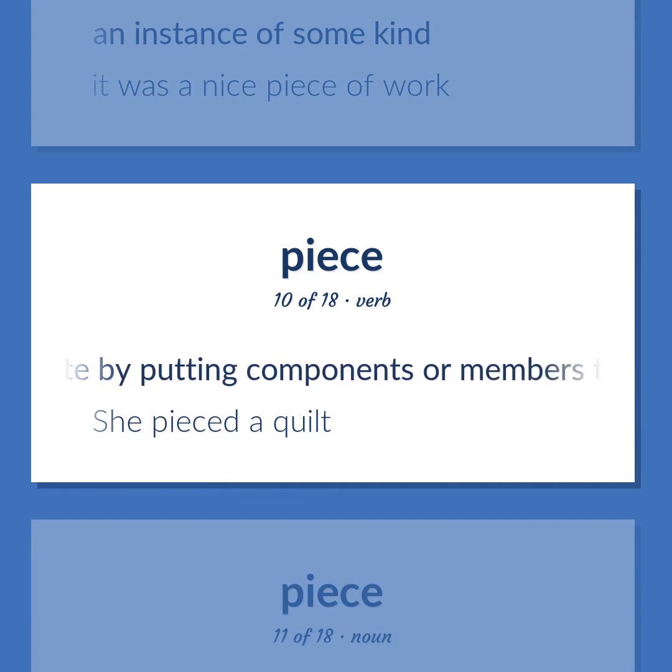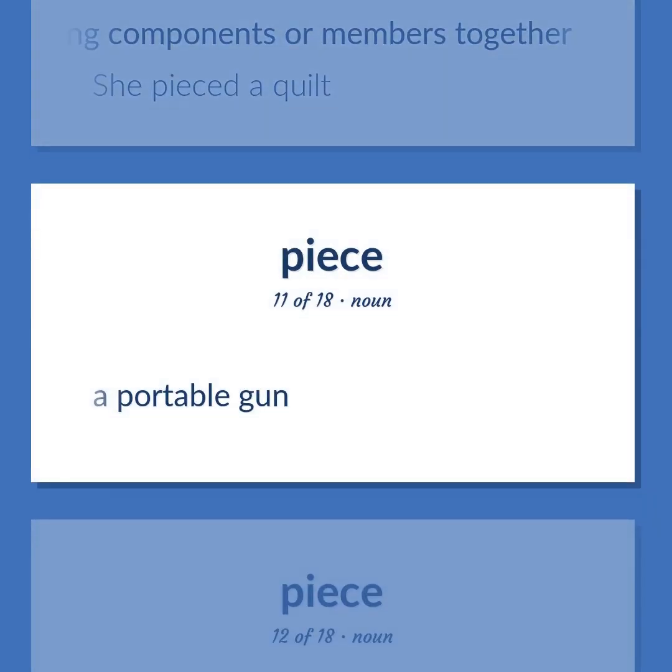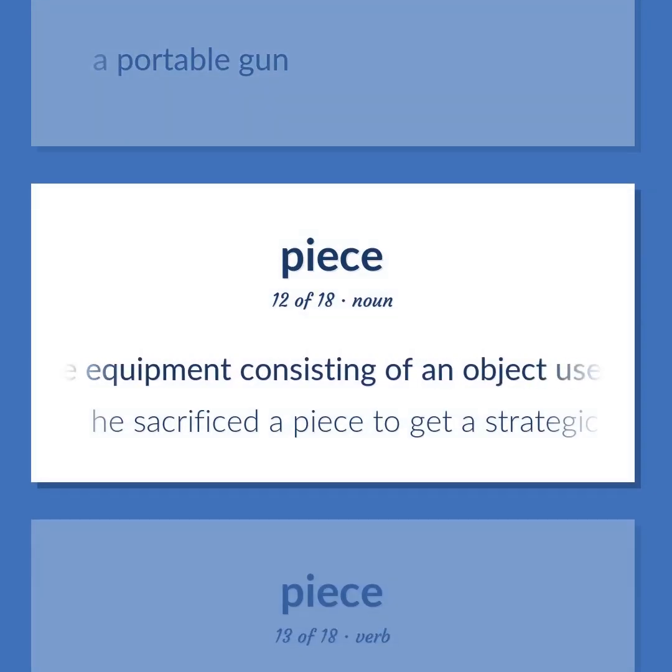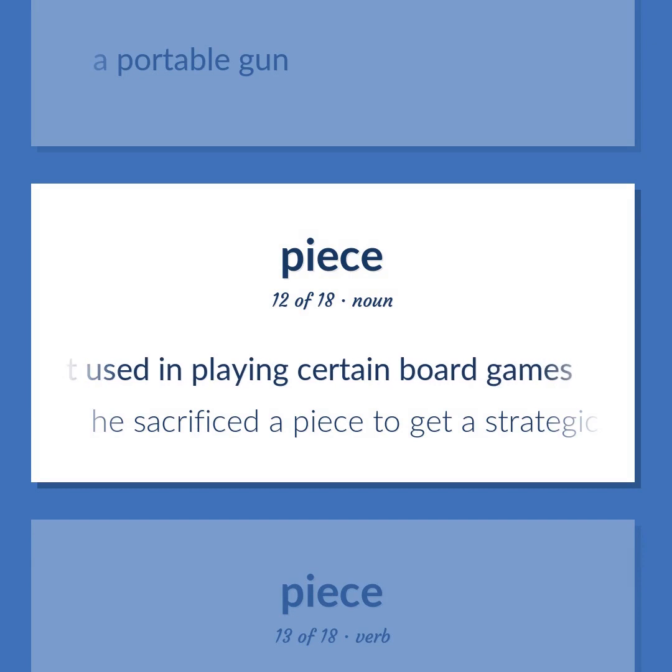Create by putting components or members together. She pieced a quilt. A portable gun. Game equipment consisting of an object used in playing certain board games. He sacrificed a piece to get a strategic advantage.